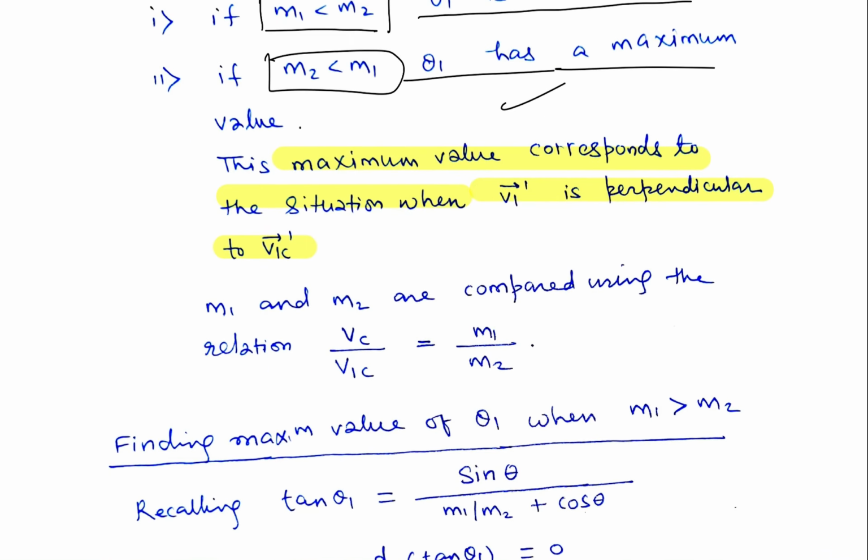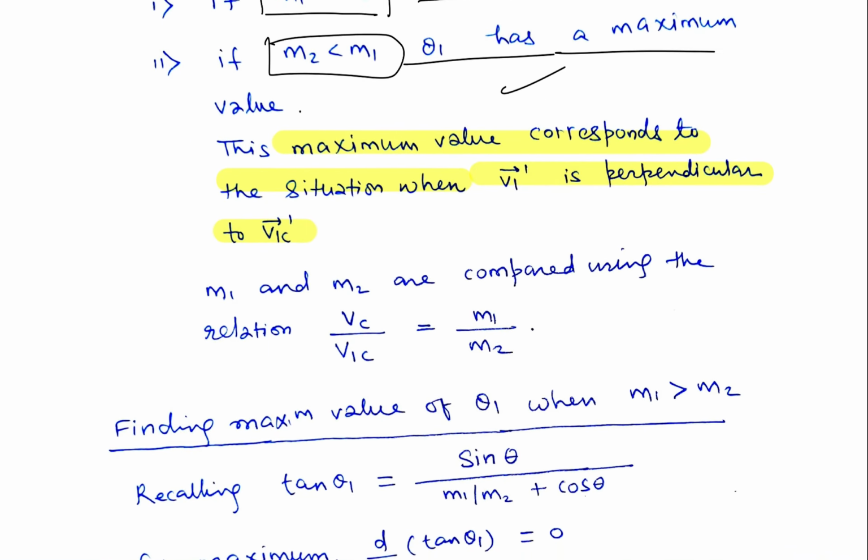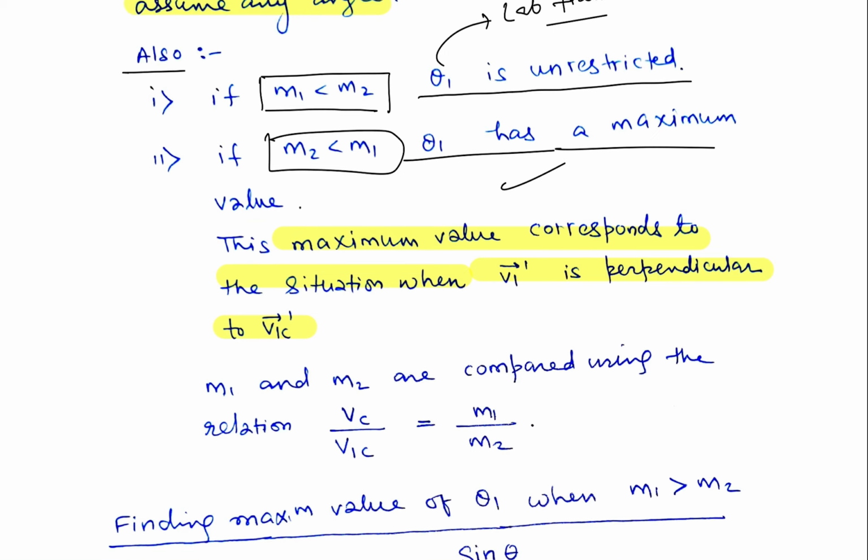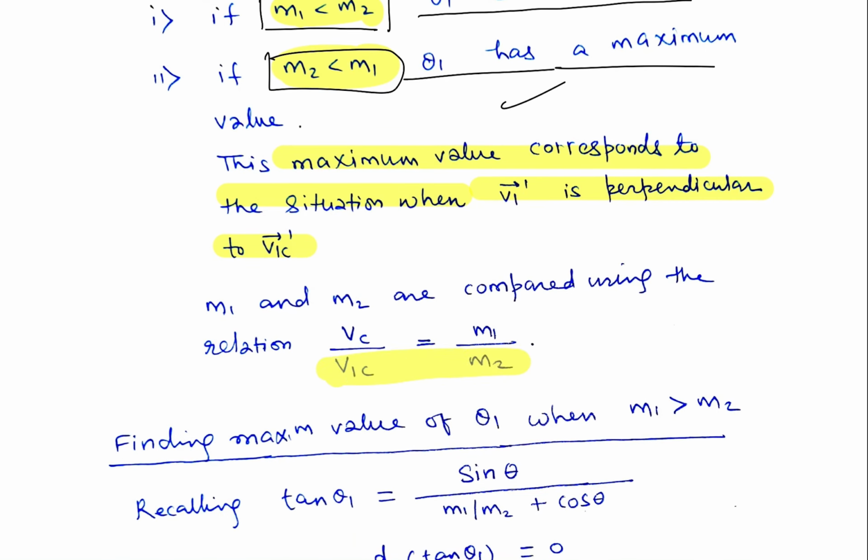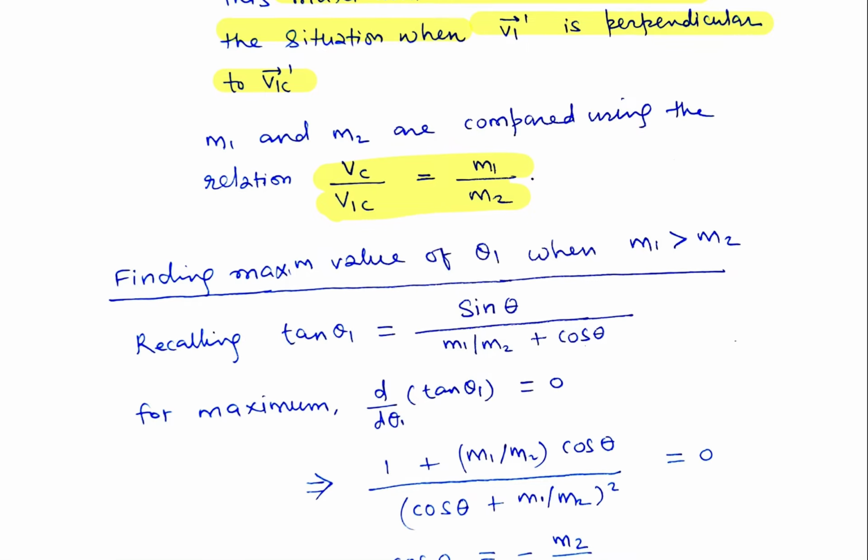Okay, and how do we compare m1 and m2? Because we are saying if m1 is smaller than m2, or m2 is smaller than m1. So how do we compare it in another way? So we have already done it, the ratio of vc and v1c. Okay, so we know that theta 1 has a maximum value when m2 is less than m1. So let us find that maximum value.